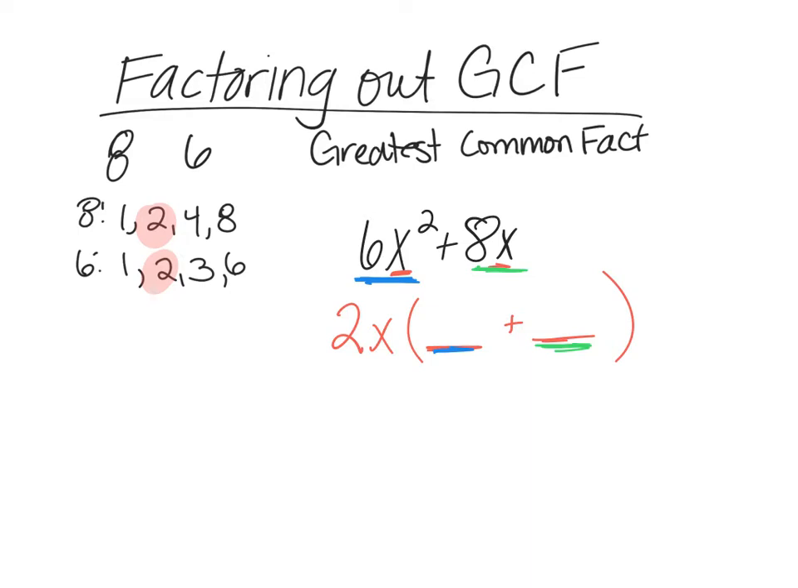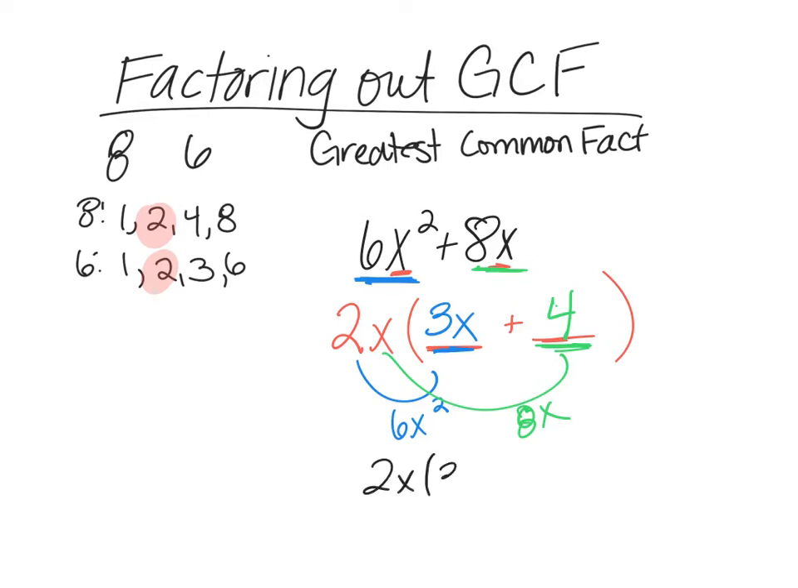So 2x times 3x will give me the 6x squared, and then 2x times 4, when I multiply those two together, we get 8x. And that's how we end up with 6x squared plus 8x. So that's our factorization. It's 2x times 3x plus 4. And the best way to get better at this is just practice, practice, practice. So let's look at another example.